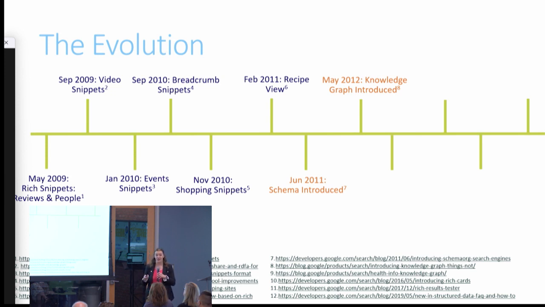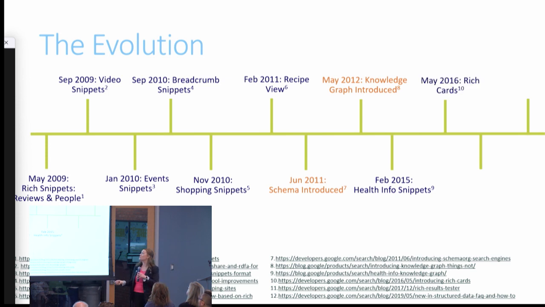And then thankfully I was in the early beta and got it rolled out last week. So February 2015, health info snippets. So that's where the knowledge graph is used to provide you information directly in the search result. That's here's your symptoms, here's maybe some remedies. When should you see a doctor? All of that's right there in the search results.